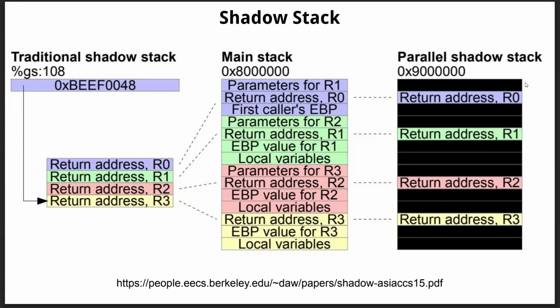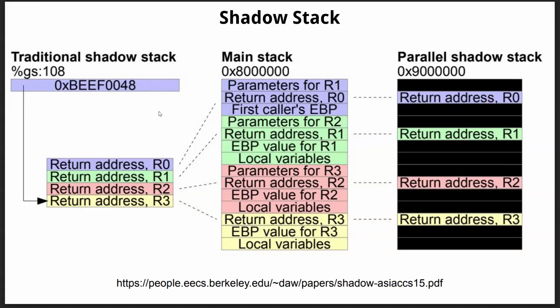And when we return, we do not use the return address on the main stack. Instead, we use a return address at another additional stack, which we call a shadow stack. There are many different ways to implement this. Let's say something called a traditional shadow stack. This is one way to implement that.